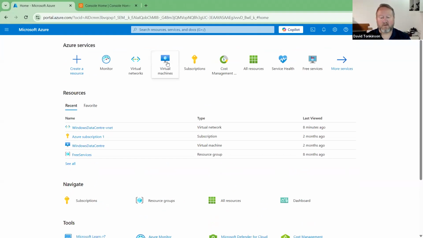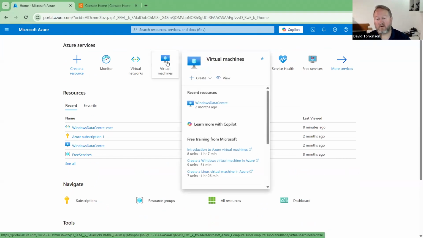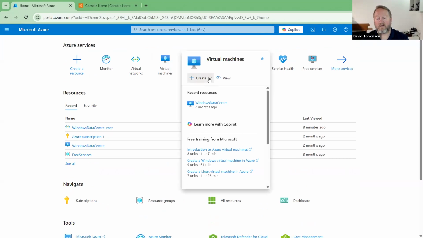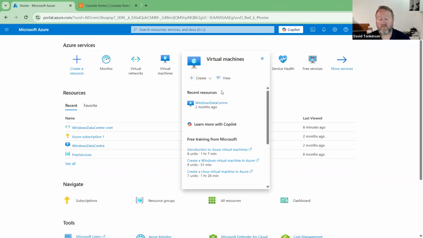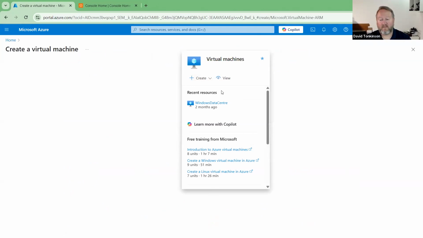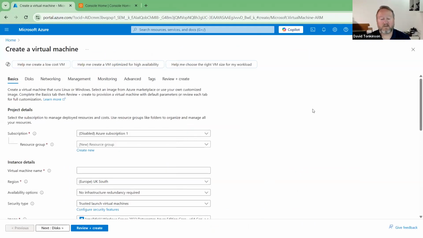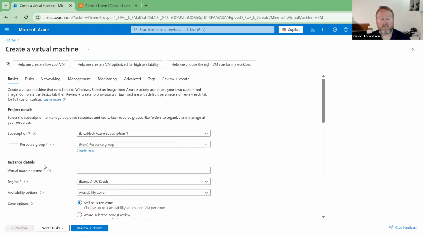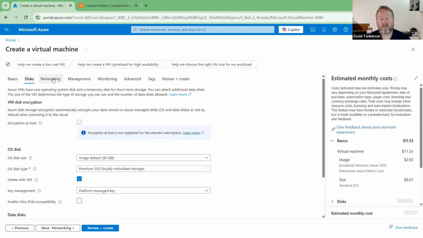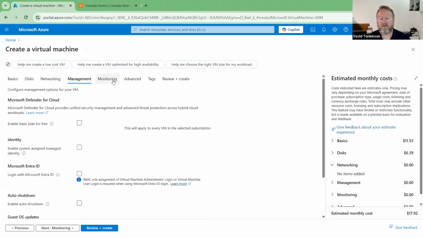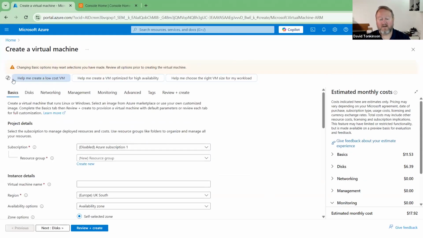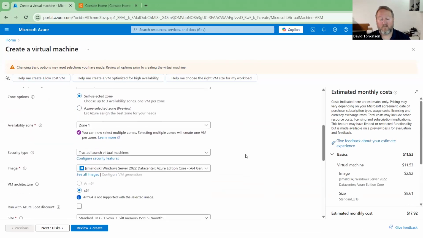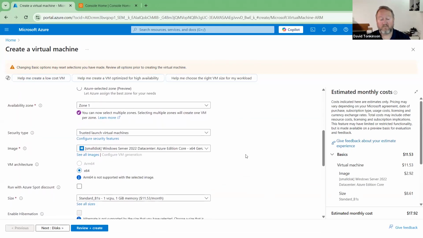We can, of course, go to virtual machines, and we can look at our virtual machine, and we can create new virtual machines. We can create an Azure style virtual machine. And it'll simply ask us questions about what we want. Disks, networking, management, monitoring. I won't go into a great deal of detail on this, but this is literally controlling what we are basically building as a virtual machine.